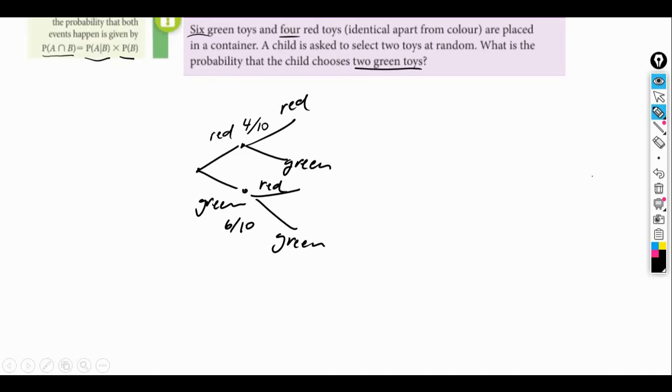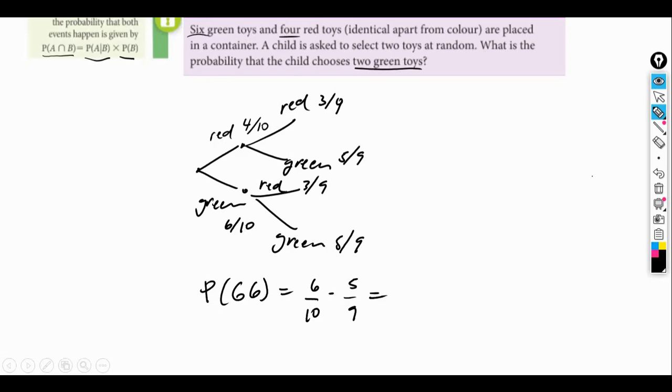But now the probability of picking red again is going to be 3 out of 9. Green would be 5 out of 9. Same here, 3 out of 9 and 5 out of 9. So the probability of picking green and green is going to be 6 out of 10 times 5 out of 9. And this is going to equal 1/3 or 33%.